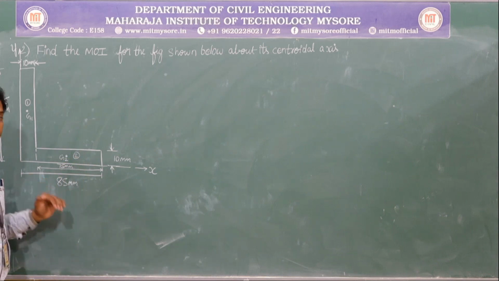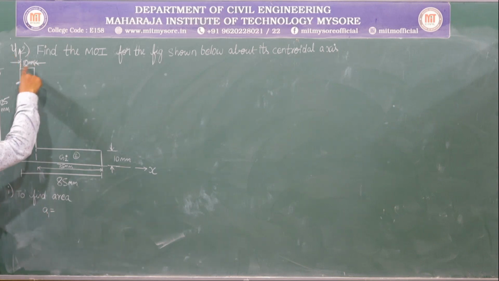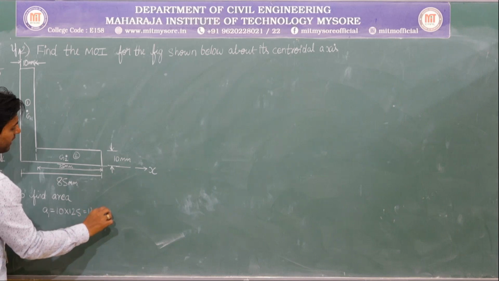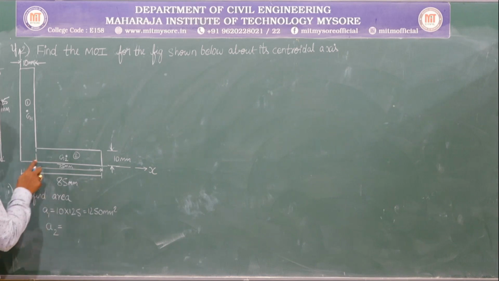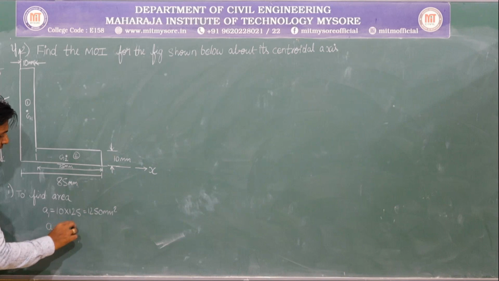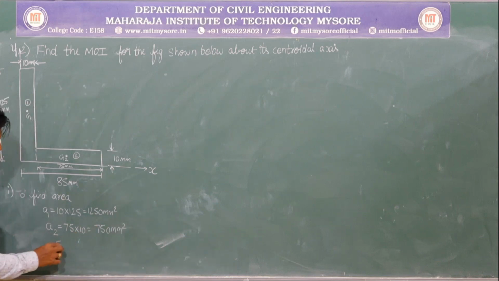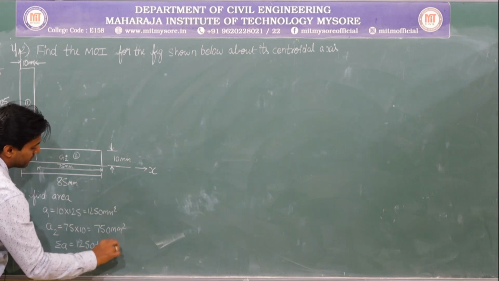Now first let me calculate the area of each part, to find the areas. Let me take up the first diagram, A1. A1 is equal to breadth into depth, 10 into 125, so it is 1250 mm square. Similarly, A2 is equal to, please remember it is now 75 into 10, not 85, that is 750 mm square. Let me calculate sigma A also. It is the summation of these two, 1250 plus 750, so it is 2000 mm square.